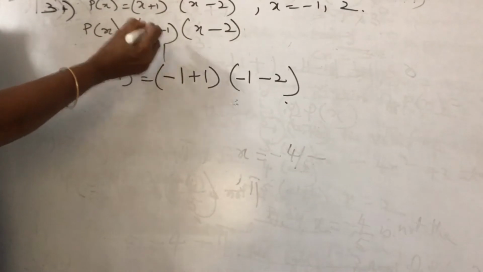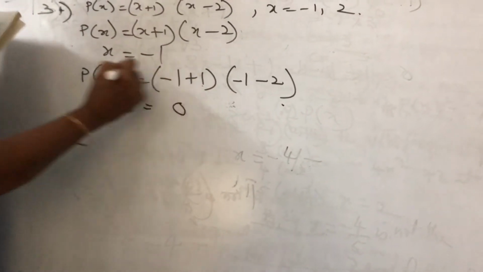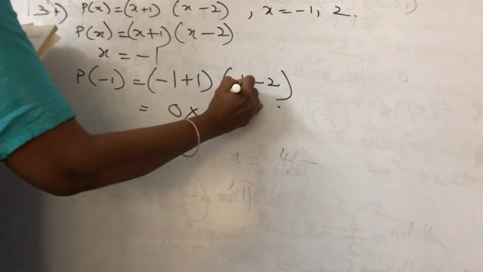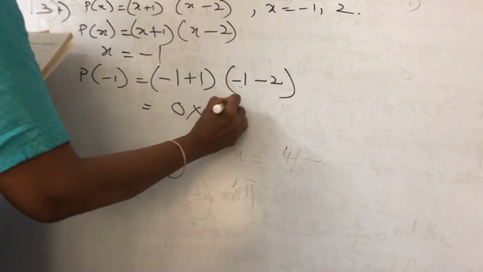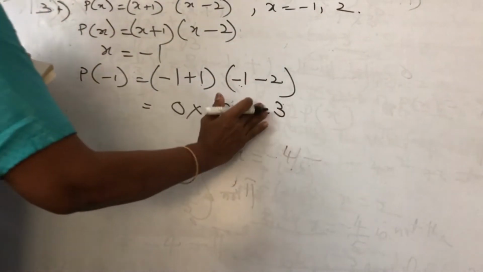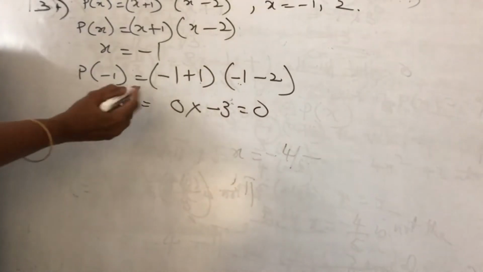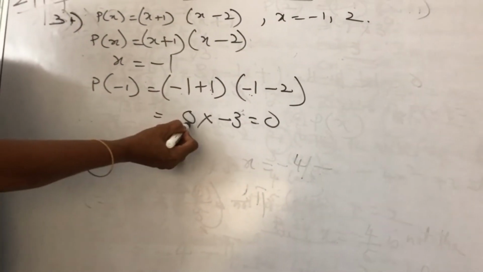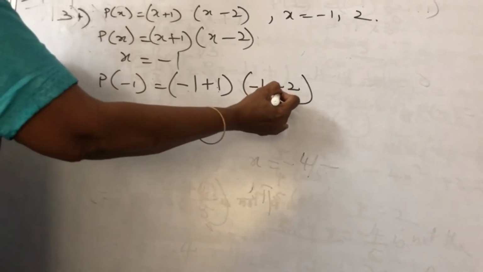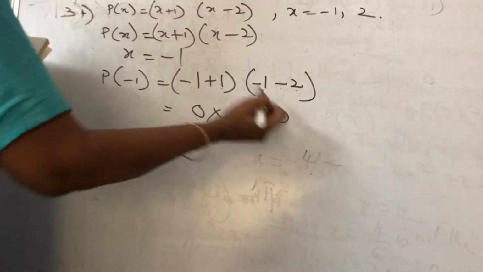x is equal to minus 1. Do you know what is minus 1 plus 1? 0. Minus 1 minus 2: both are negative, add and put a negative sign. 0 into any number is 0. Minus 1 plus 1 is 0. Minus 1 minus 2 is minus 3. But 0 into minus 3 is 0.